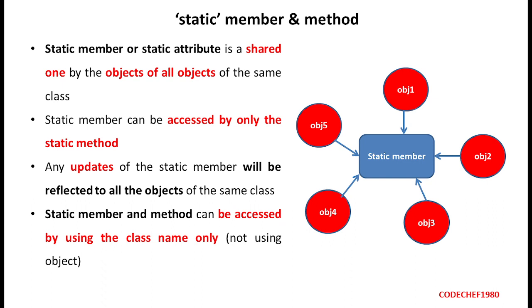Here you can see a small visual representation of the meaning of the static member, and the objects which share the same static member. Whenever object 1 updates the value of the static member, that is automatically reflected in the remaining objects, like object 2, 3, 4, and 5. That is the exact meaning of having a static member in our programming.